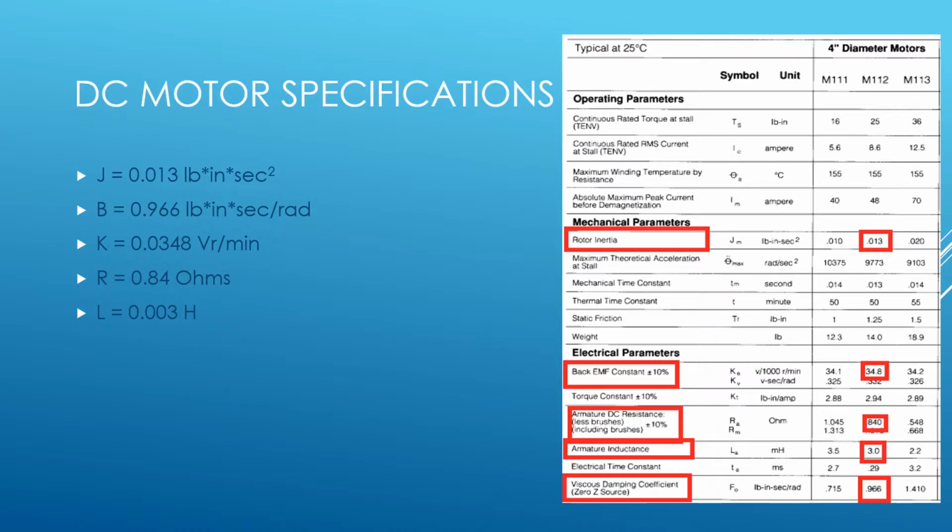The DC motor specifications are from Elwood Motors. For this model, we're using a 4-inch diameter motor, that our rotor inertia is 0.013 pounds per inch per second squared, that our viscous damping coefficient is 0.966 pounds per inch per second over radians, that our back EMF constant is 0.0348 volts per radian over minute, that our armature DC resistance is 0.84 ohms, that our armature inductance for this model is 3 millihenries.